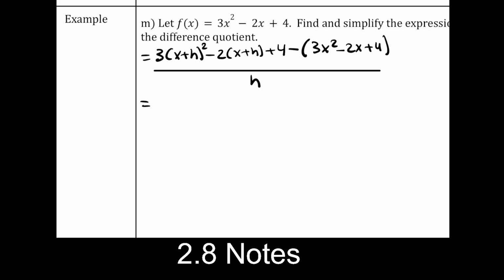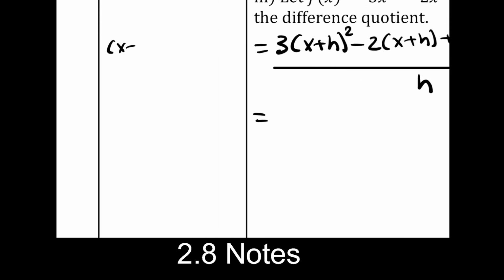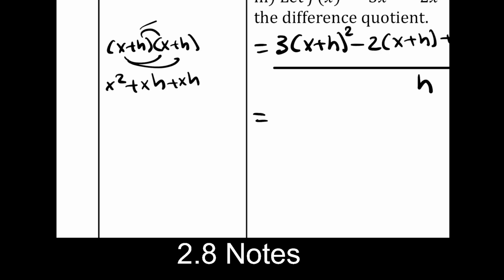And so the really challenging part is just the first part. We need to distribute this x plus h squared. Maybe on the side it's worth doing this. Here's x plus h times x plus h. That's x plus h squared. So this turns out to be x squared plus xh plus xh again plus h squared. And so here we're going to end up with x squared plus 2xh plus h squared.